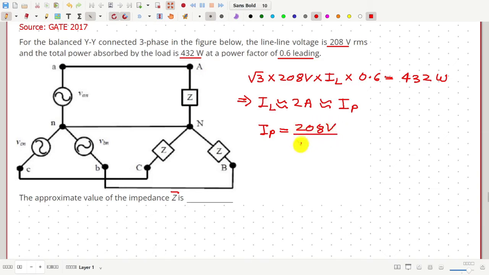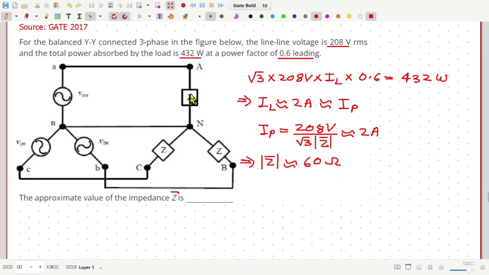However, the phase current is given by IP is equal to the phase voltage, which is 208 volt by root 3, divided by the magnitude of the impedance mod Z. And this is approximately equal to 2 ampere. From this, it follows that the magnitude of the impedance Z is approximately 60 ohm.